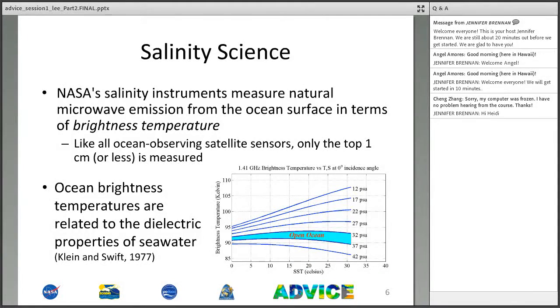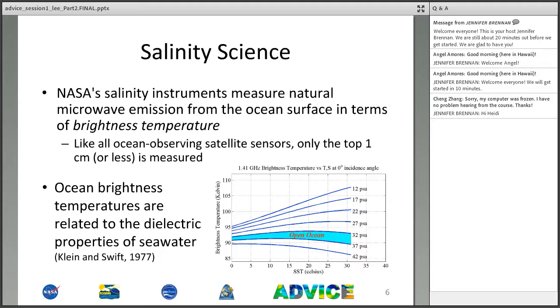Okay, wonderful. Thank you. So now I'm going to go over some basic principles of how salinity is measured from space. Now, the salinity instruments from NASA basically measure the microwave emission from the ocean surface in terms of a variable or parameter called brightness temperature. And it measures the brightness temperature in the top 1 centimeter or so of the ocean.